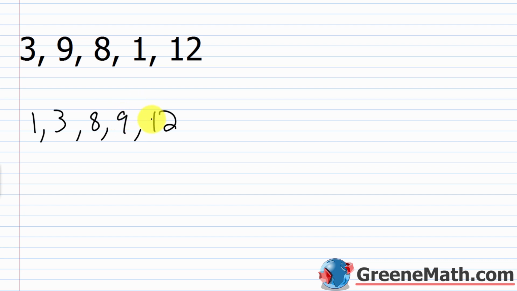Now, we have an odd number of numbers here. We have 1, 2, 3, 4, 5 numbers, and so the median is simply the middle number. In this case, that's going to be 8. And you can tell that's the middle number because I have the same number of numbers that come before it as come after it. I have 2 numbers that come before it and 2 numbers that come after it. So 8 is the middle number and therefore the median.